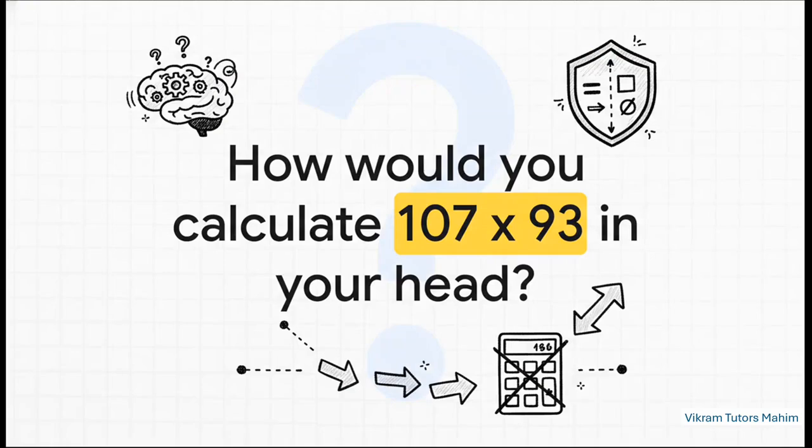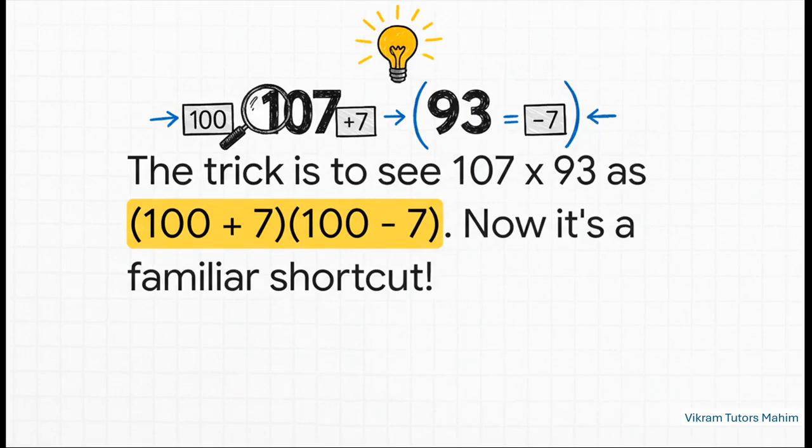Okay, here's the challenge. No calculator, how would you figure out the product of 107 and 93? Seems pretty tough to do in your head, doesn't it? But what if we look at it through the lens of our very first identity? The whole trick is just spotting the pattern. 107 is just 100 plus 7, and 93 is 100 minus 7.